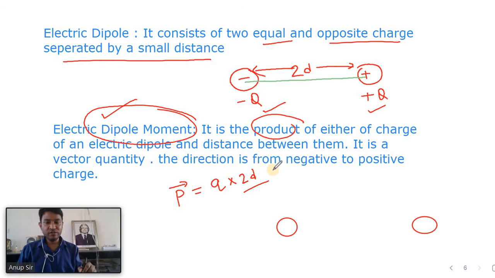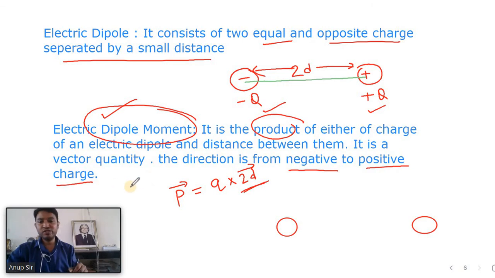It is for convenience purpose, and of course here there should be an arrow sign on the letter d, just to indicate the direction. The direction is always from the negative to the positive charge. Remember this thing. Students always make mistakes, taking it from the positive to the negative charge, but in case of an electric dipole, the direction of the dipole moment is from the negative charge to the positive charge.